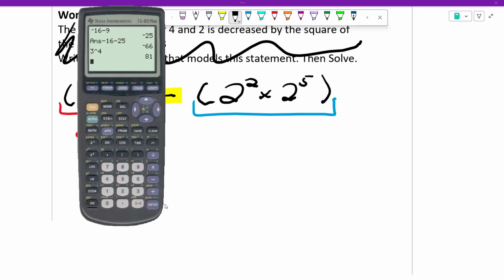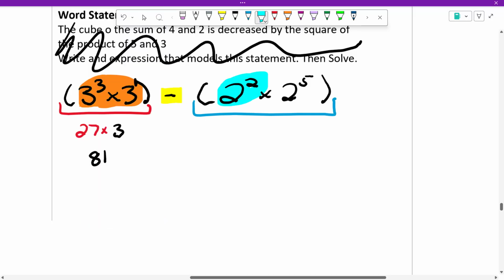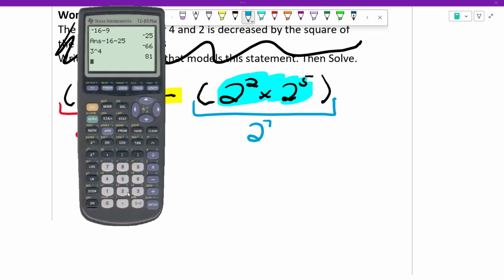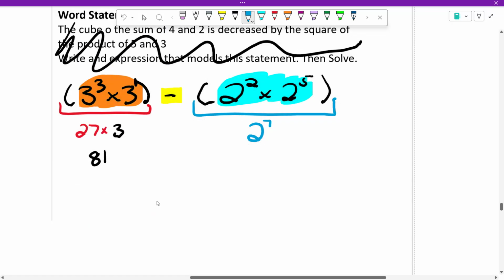Let's do that for this side. We could go 2 exponent 2, which is 4. We could do 2 exponent 5, which is, I believe, 32. Yeah. All right? But how about we combine these together using our exponent law? 2 exponent 7. Which is a little bit easier to do. Then we grab our calculator. 2 exponent 7 is 128. Okay? Then we have that minus sign in between.